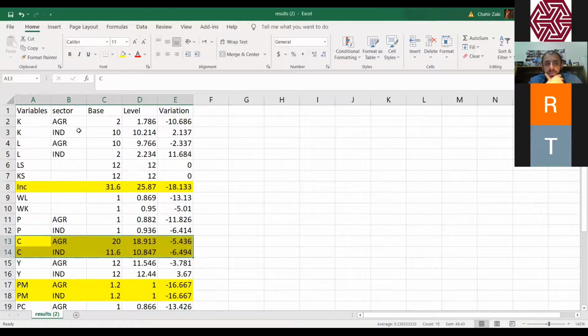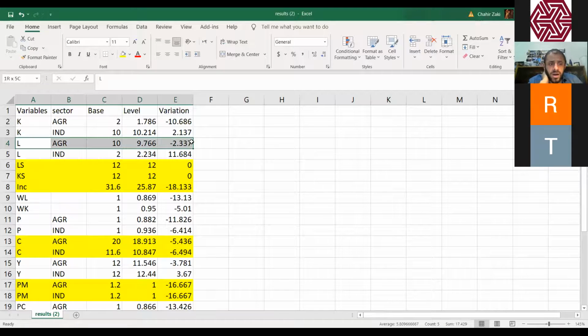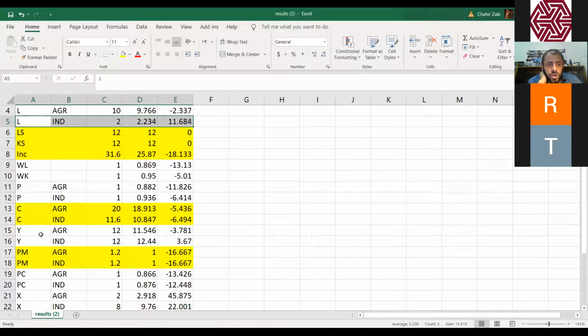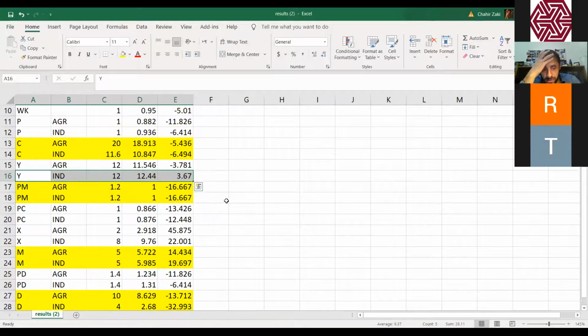But now the sectoral dimension is interesting because there are some differences between the two sectors. Clearly, labor supply and capital supply didn't change by assumption. Now what we want to see, why capital decreases in agriculture, labor decreases in agriculture, but capital increases in industry, the same for labor, and the production of agriculture decreases, but the production of industry increases. How we can explain these patterns? What do you think?